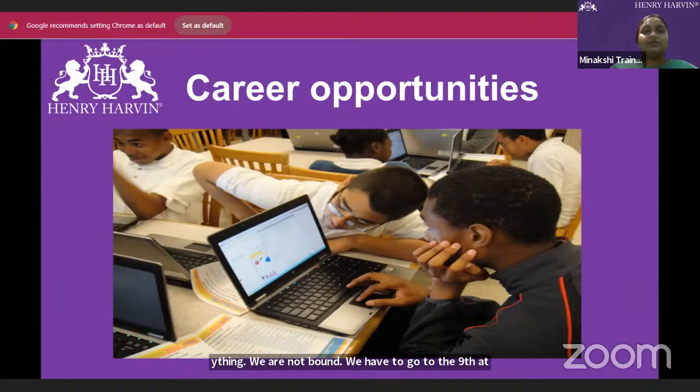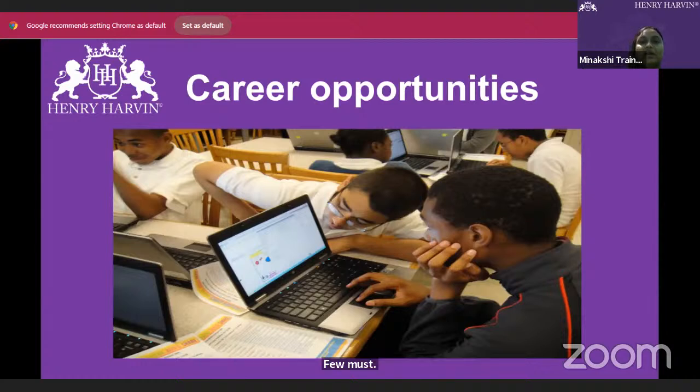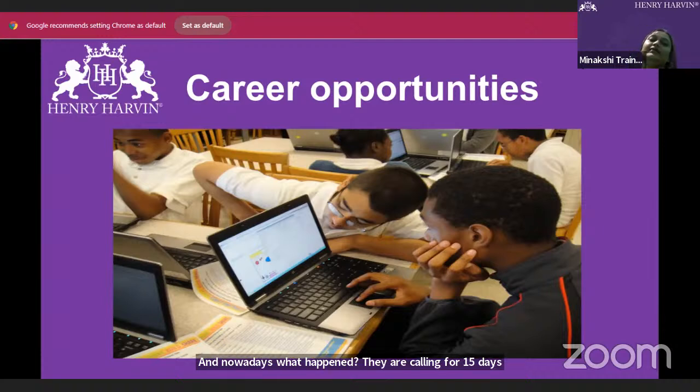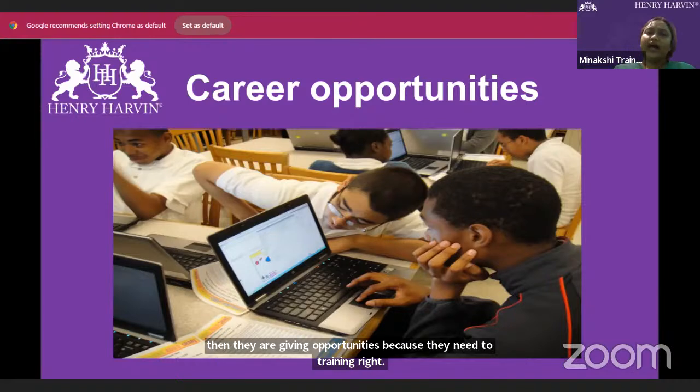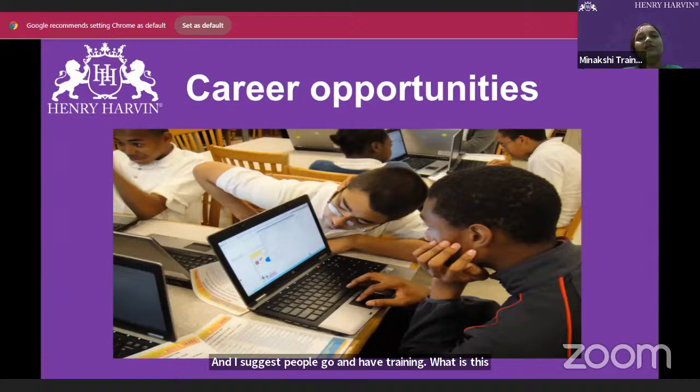Most companies nowadays prefer remote working, but whenever you apply, you should check whether they are giving the work-from-home opportunity or not. Not all companies give it, but at least 50% of companies are offering it. Nowadays they call you for 15 days, 1 month, 2 months, 3 months of training, and then give you opportunities, because they need to train you, right? I suggest people go and take the training. What is the issue? Then you can get the work-from-home opportunities.